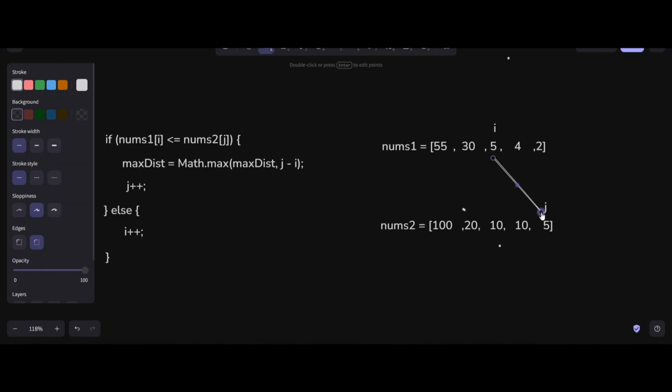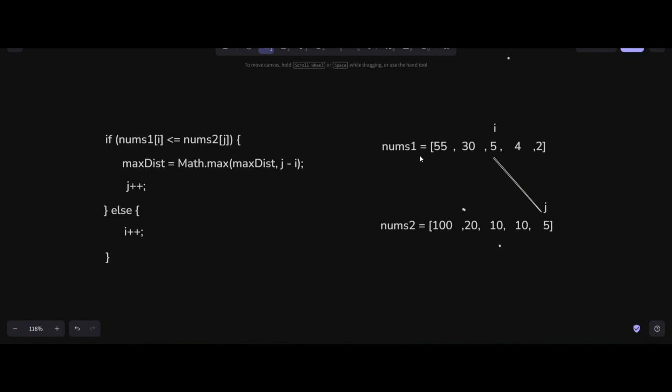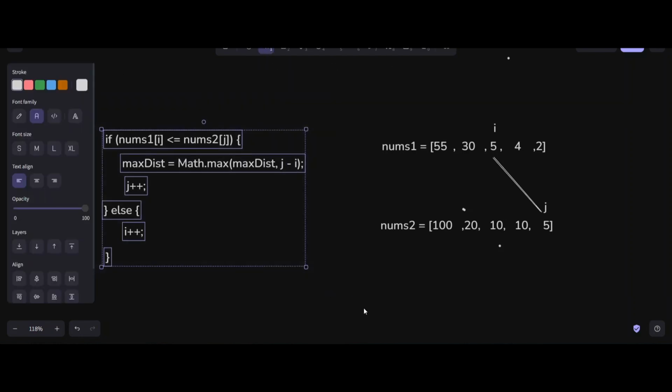Because remember, we need the equal or greater, not always greater. Even if it is an equal value, then also it is fine. Okay, so that's what maximum distance we'll get from this point. This is how our two pointer works. I hope this is clear. You just need to think.